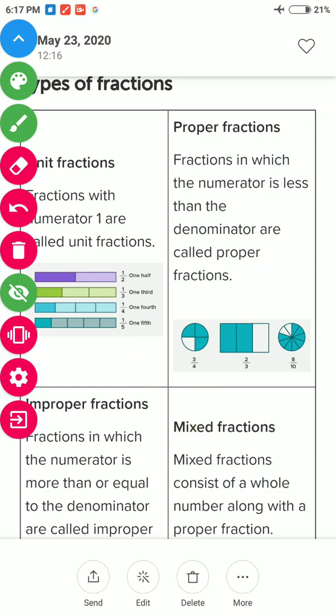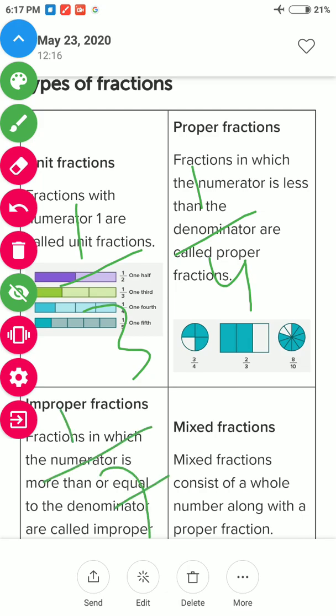And another type is the unit fraction. Unit fractions are the fractions with the numerator 1. For example, 1 divided by 3, 1 divided by 4, 1 divided by 7. These are called unit fractions. Therefore, fractions with numerator 1 are called unit fractions. Simply, unit means 1. The fraction having the numerator 1 is called a unit fraction.